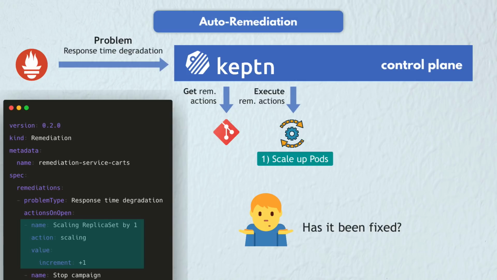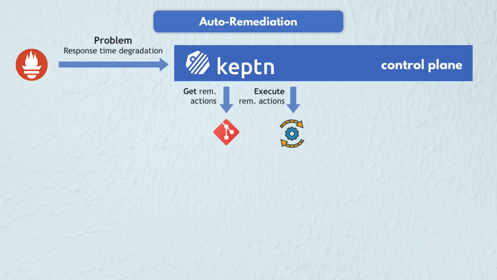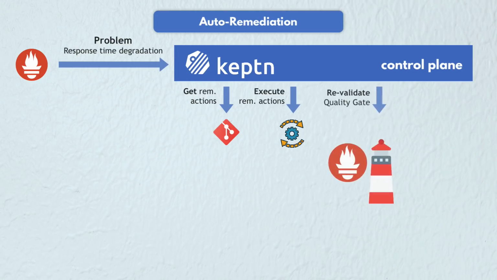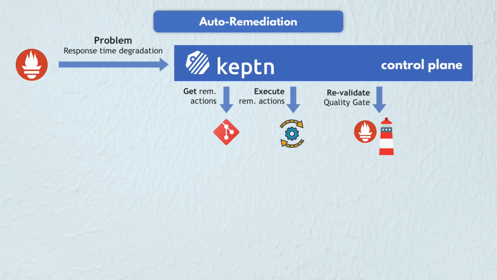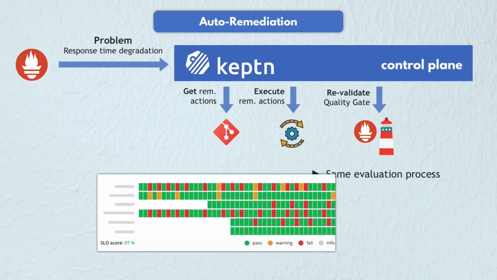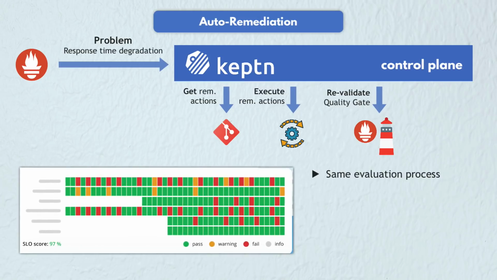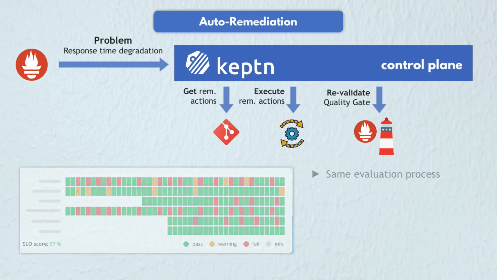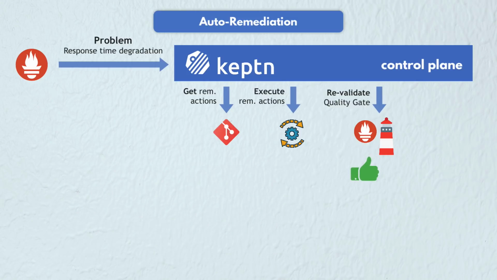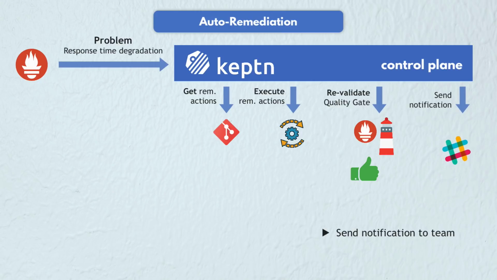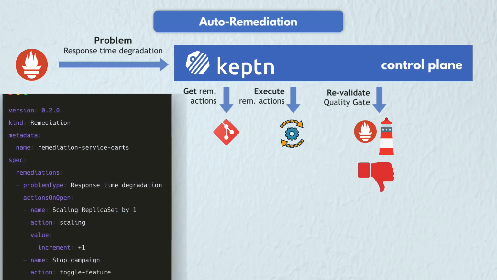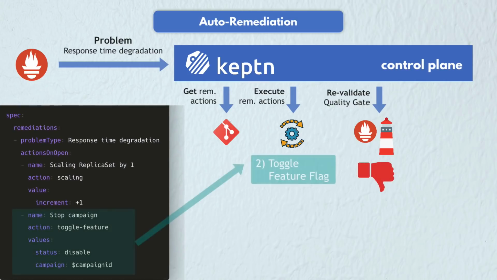So Keptn does that for us by waiting for the change to take effect, and then it will evaluate the SLOs to see whether the metrics have improved. So the same evaluation process as in the quality gate is used here, and based on the evaluation score, Keptn will know whether the problem was fixed or not. If yes, everything's cool, problem fixed, we can configure Keptn to send a fixed notification to the team. If not, Keptn will look at the next remedy step and execute that.